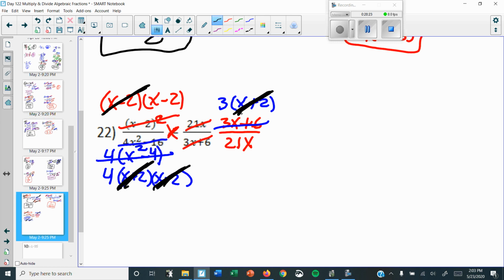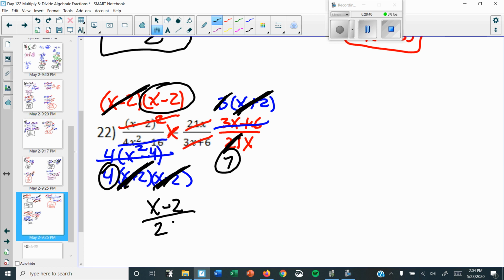I see the 3 and the 21. Goodbye, 3. 21 divided by 3 is 7. Is there anything else? No. So what am I left with? I see an x minus 2. I see a 4. I see a 7. So your answer is x minus 2 over 4 times 7, which is 28.